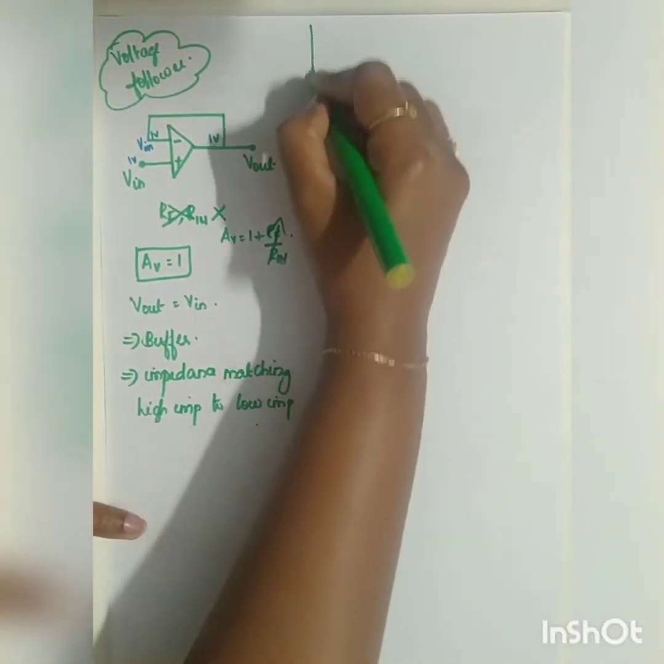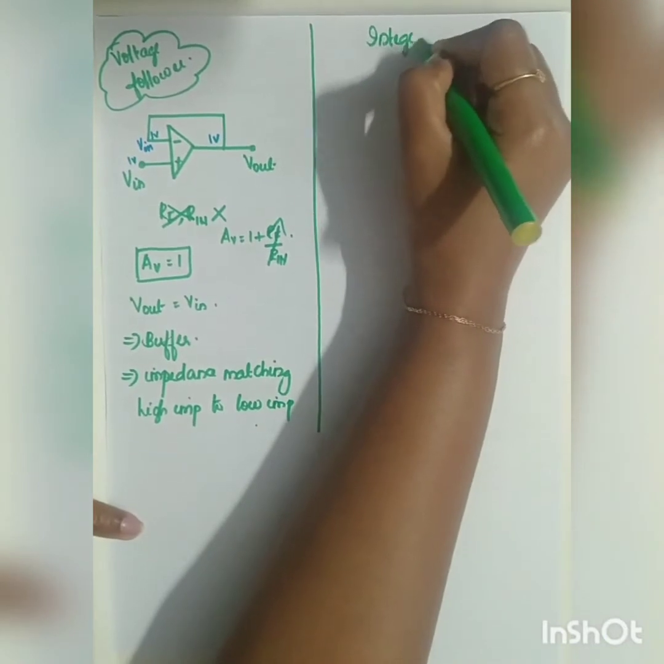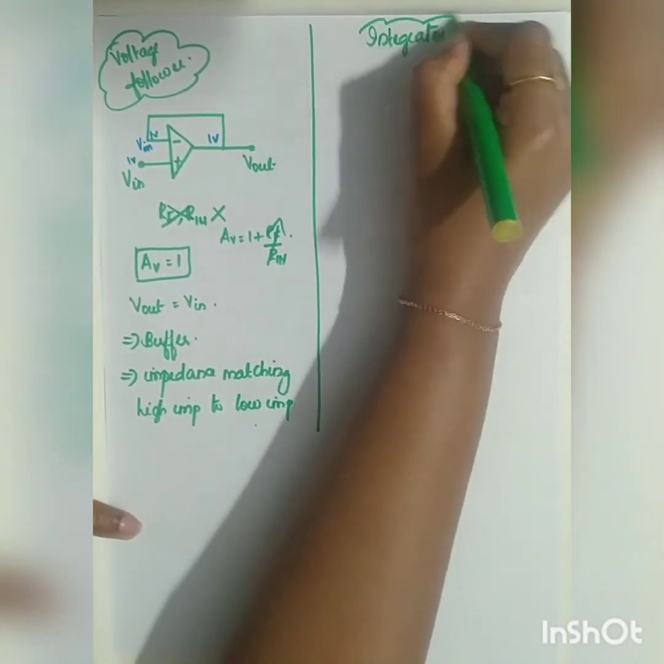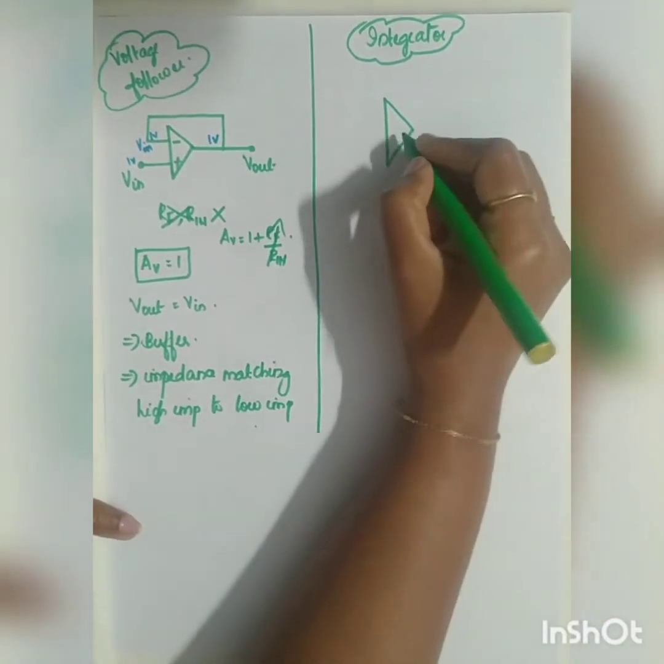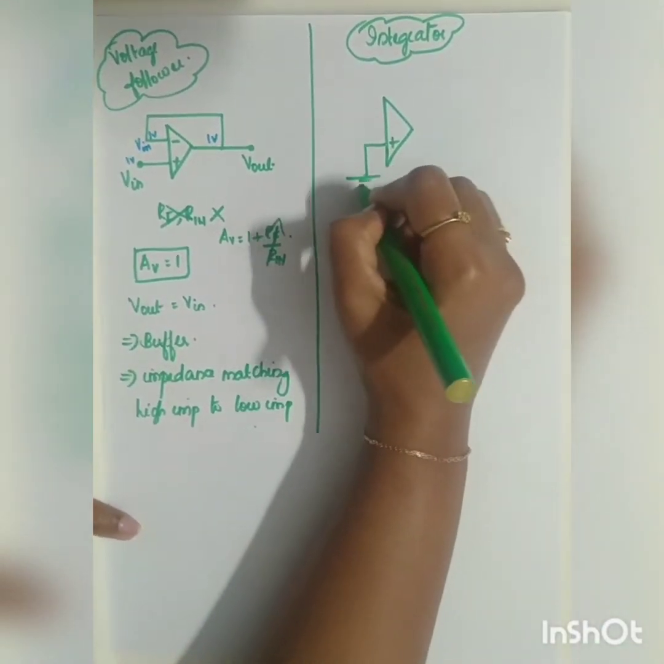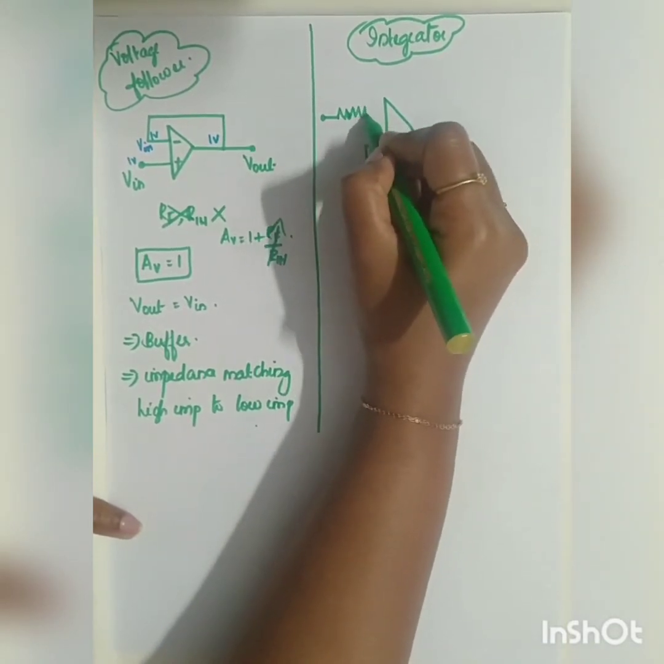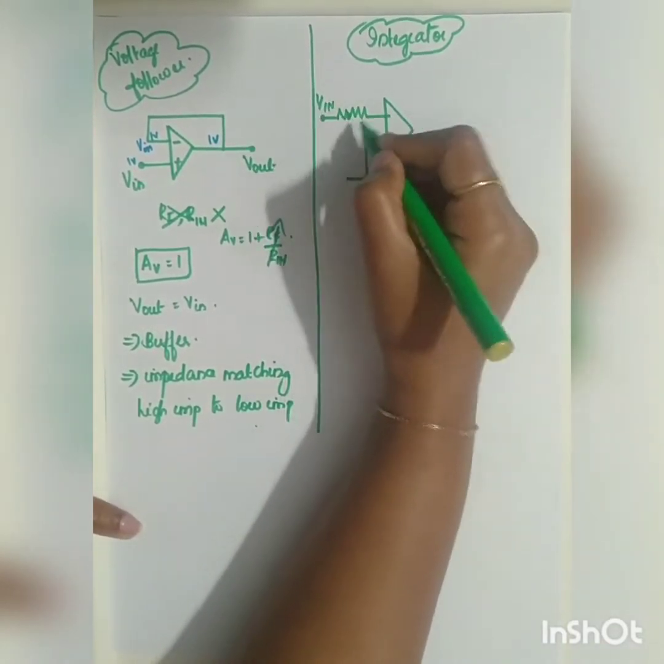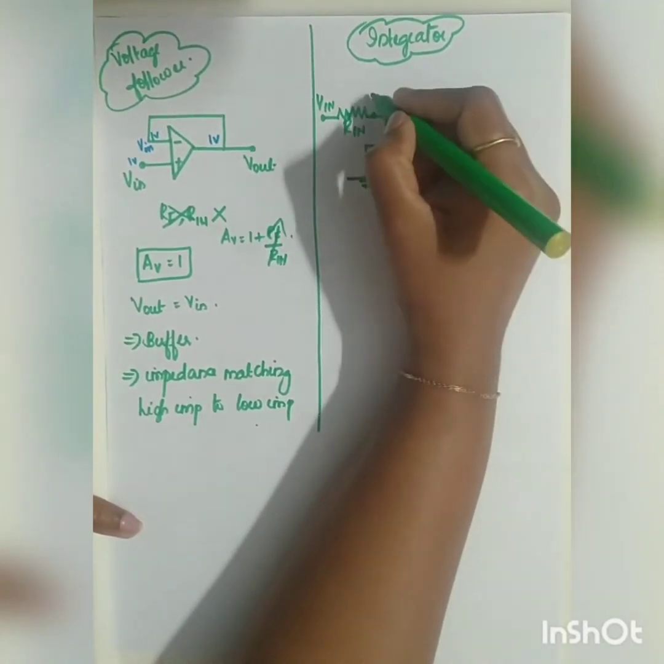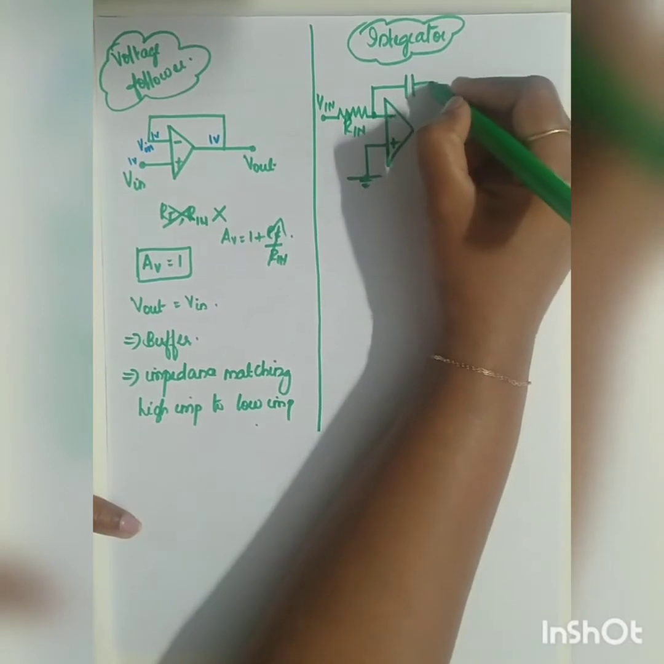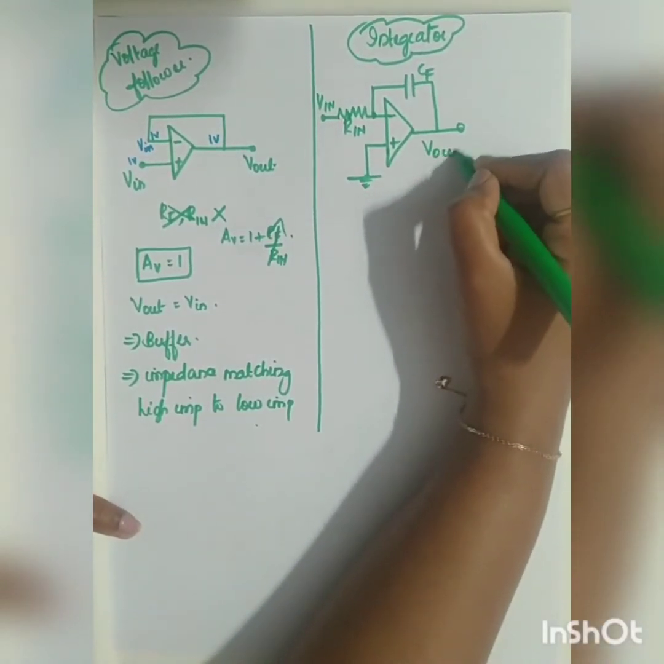Now the second one is called your integrator. In the case of integrator, let me draw your circuit once again. I have told that your non-inverting terminal is grounded, your input is given across your inverting terminal. Here you have your R in. Now what is replaced here? Your feedback resistor is replaced by a capacitor CF. So this will be your V out.